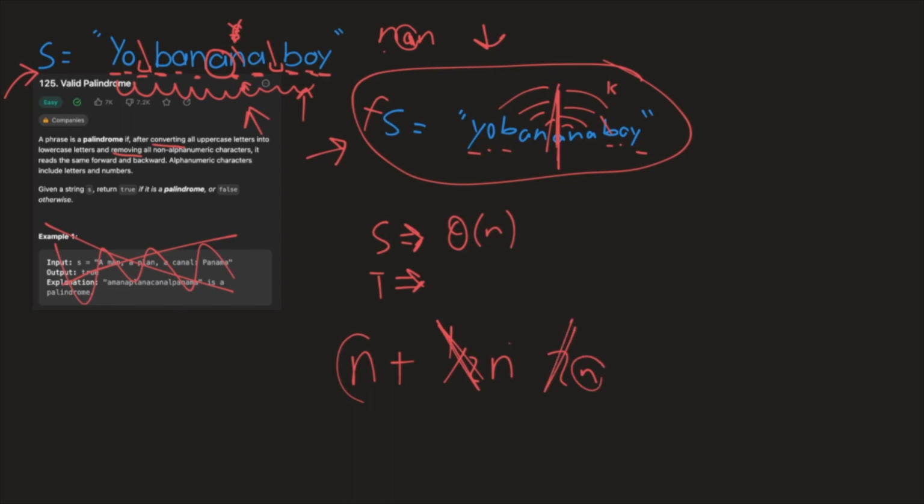So that gives us our answer of the time complexity. This is a time complexity of O of N, and that's our solution. That's our space-time complexity.